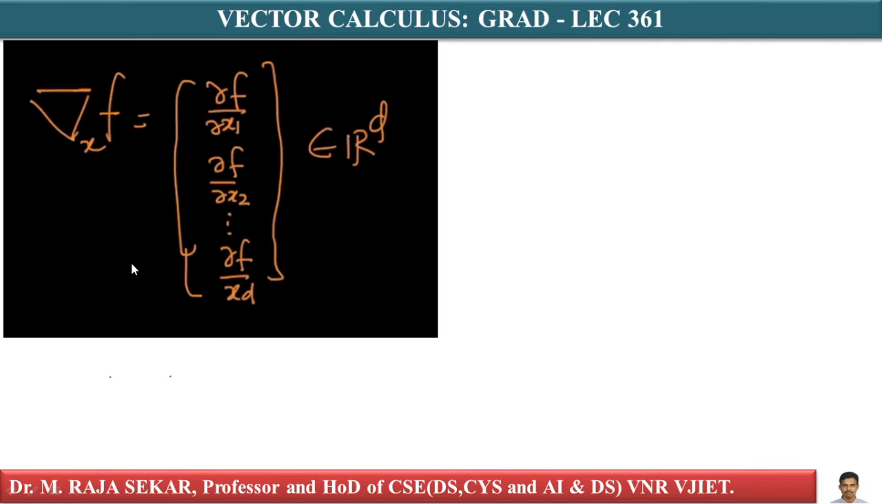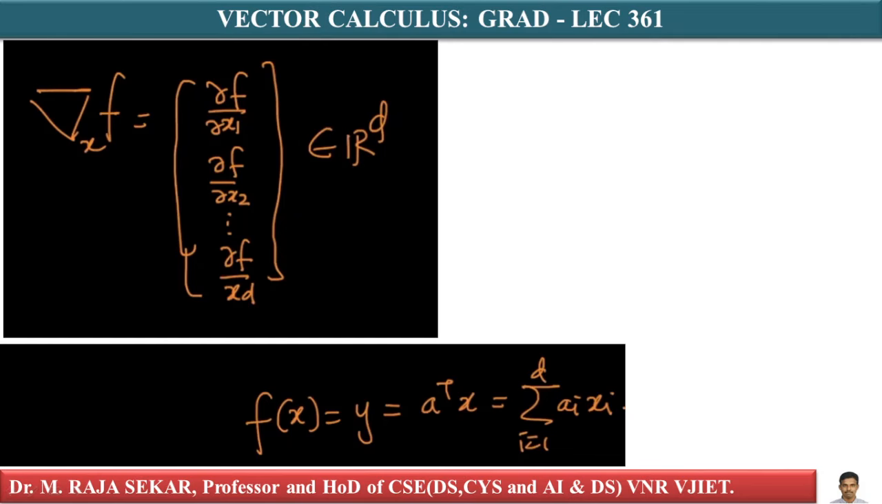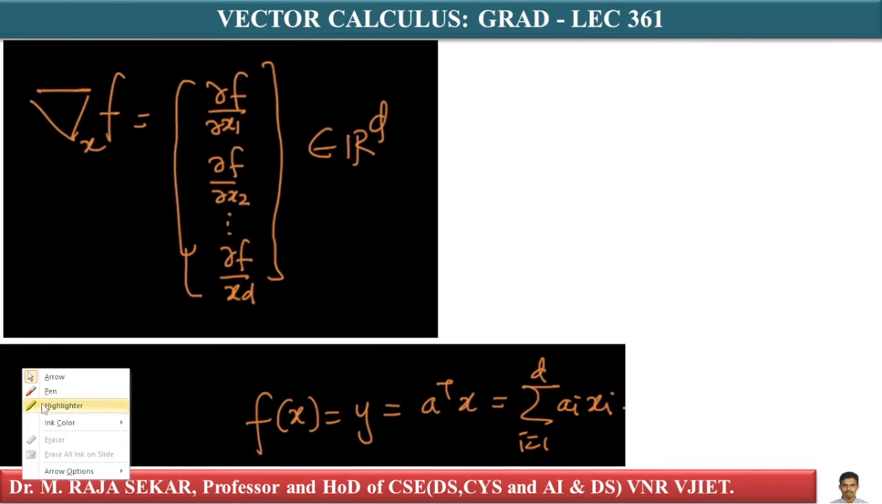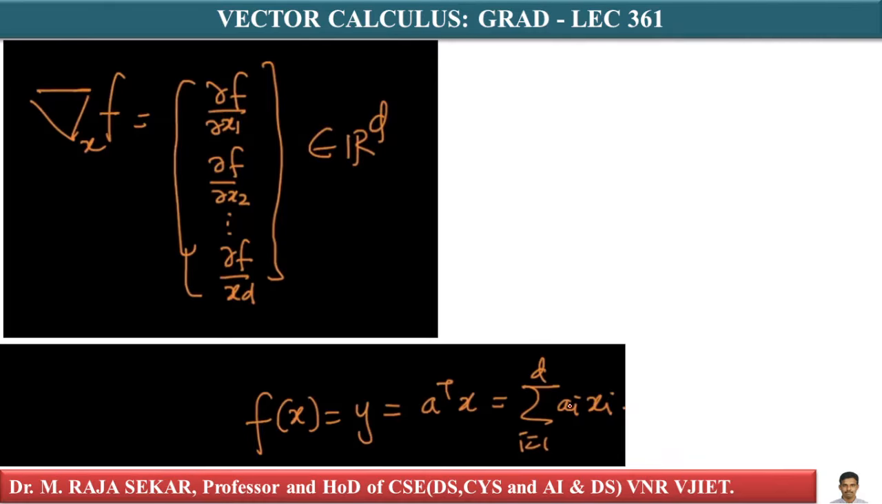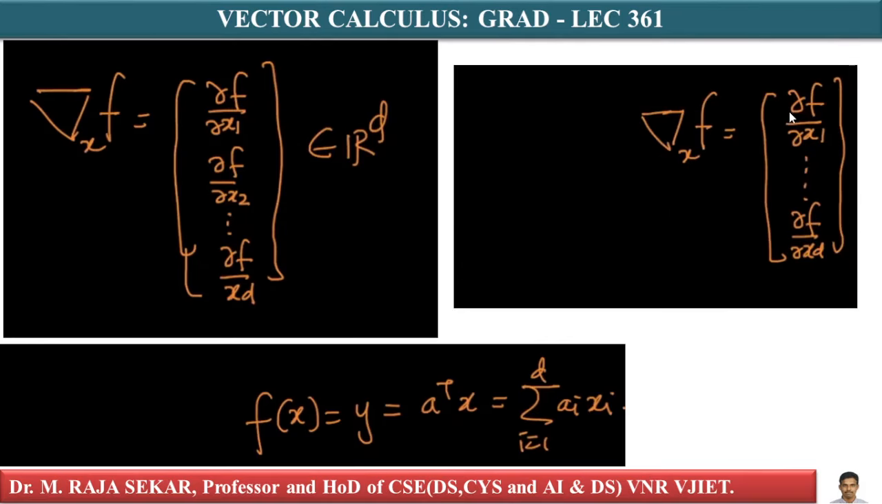So let's go to the example that we had. The example was f of x equal to y equal to a transpose x, that is sigma i equal to 1 to d of ai xi. When I do this, what happens? If I do grad of f with respect to x, what is the first component? Dou f by dou x1. My second component is dou f by dou x2, and so on. My dth component is dou f by dou xd.